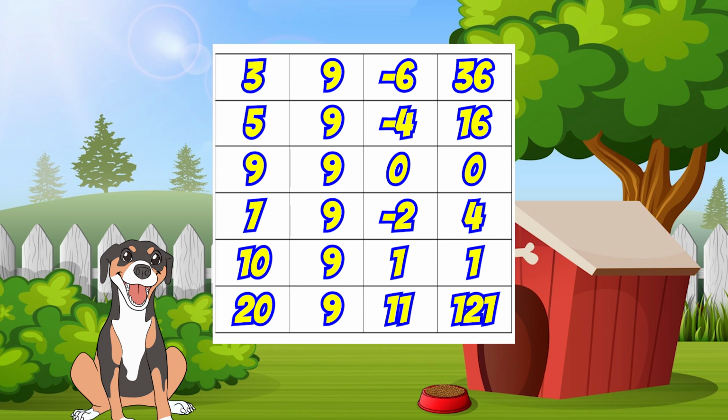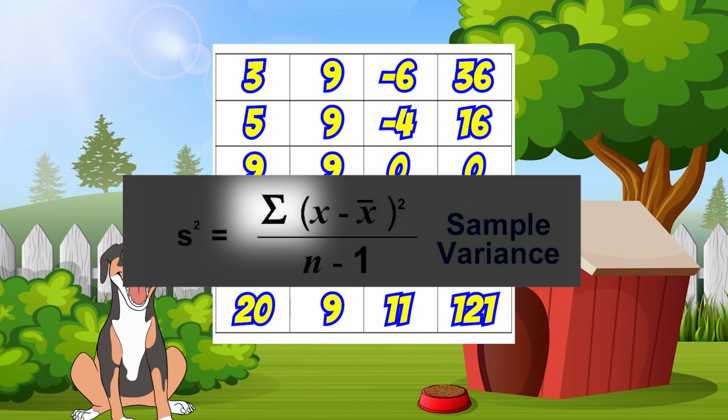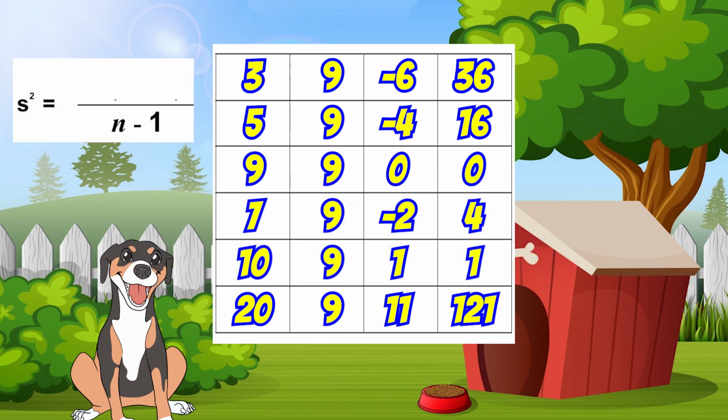Great! Now remember that weird looking E in the formula? Well, that's a Greek letter called sigma, and all that it means is that we just simply add up all the numbers from the last column. That adds up to 178. That's the top part of the formula.